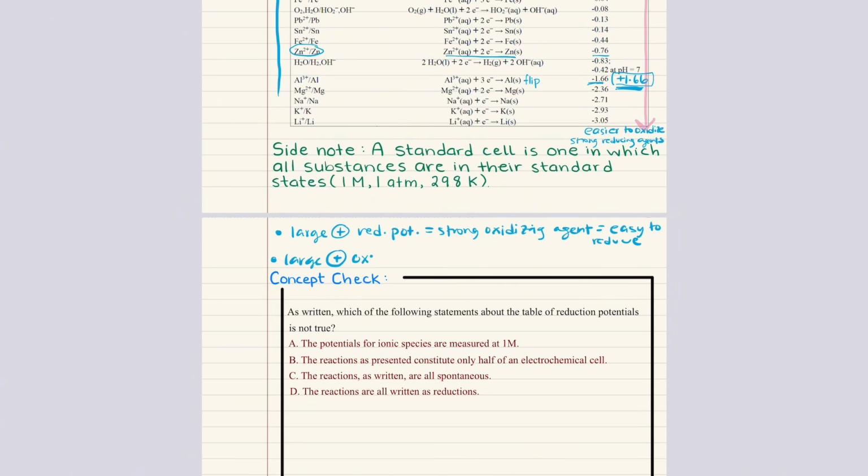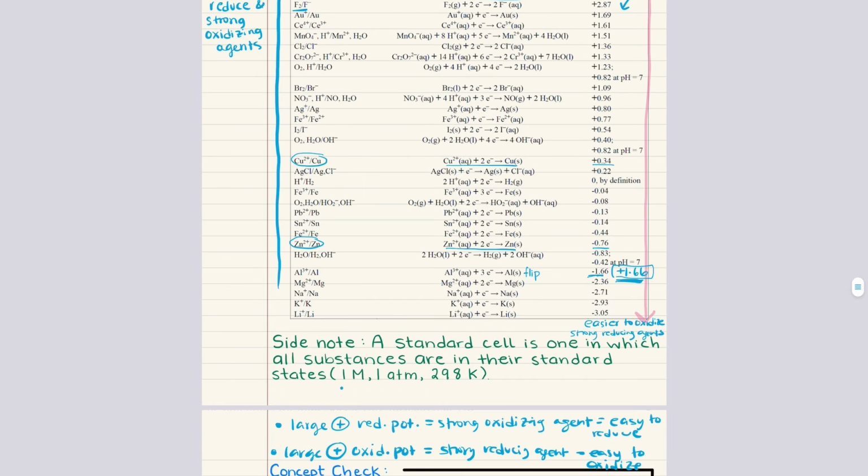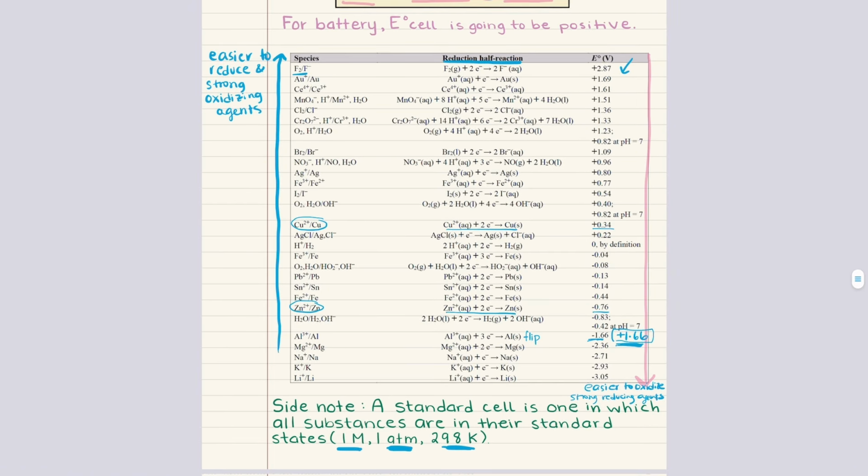In addition, the entries on this table are called standard reduction potentials because they're measured under a specific reference set of conditions. 1 molar concentration for aqueous ions, 1 atmosphere of pressure for gases, and a temperature of 298 Kelvin. Under these standard conditions, the values can be used directly without any adjustment. If the system is not at standard conditions, though, we eventually need to use the Nernst equation to convert the voltage, but that is a topic for another lecture.